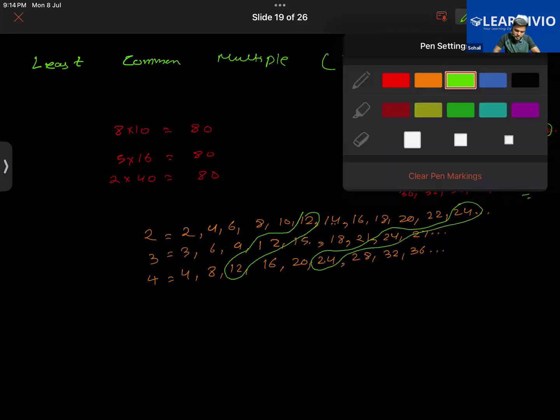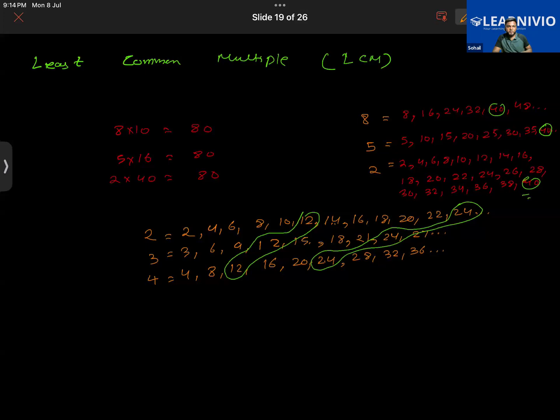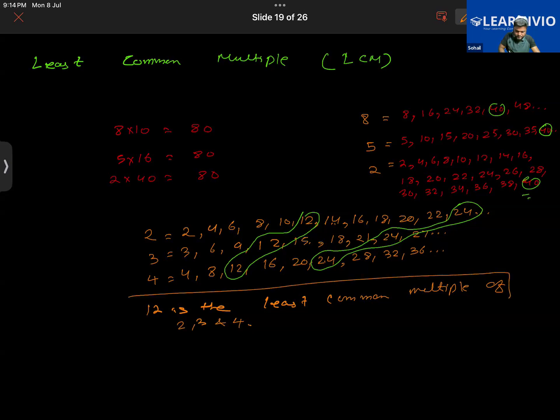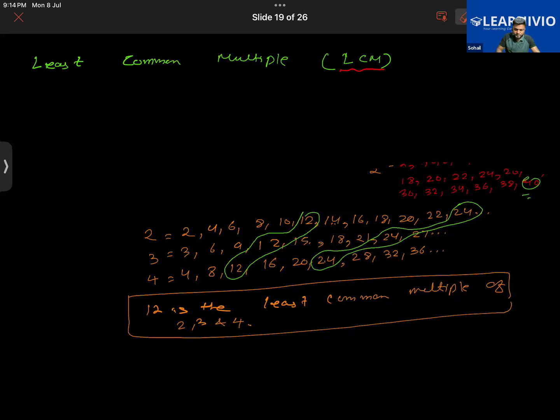Okay. So out of the two, which one is smaller? Which one is lowest, least? 12. So 12 is the least common multiple of 2, 3, and 4. Got this? Yeah. So that is what least common multiple means, also in short written as LCM.